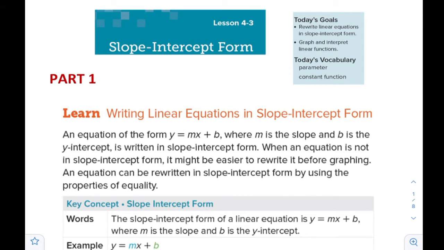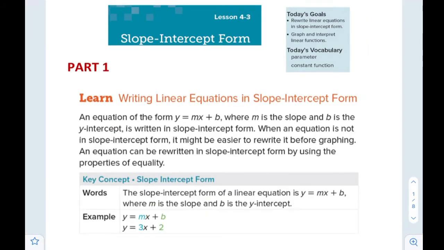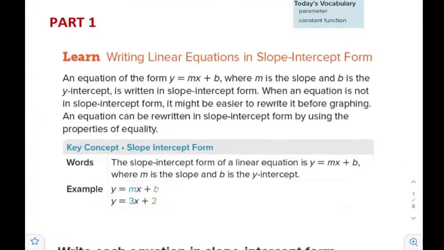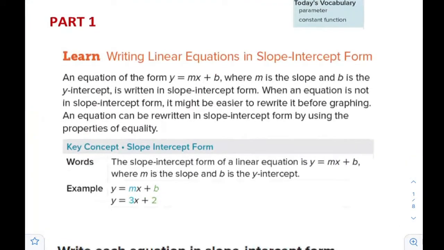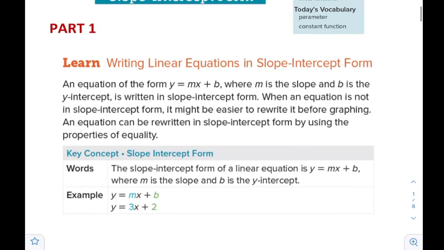Part 1. We will start by learning how to write linear equations in slope intercept form, by knowing what this form is. This form is one of the ways to write linear equations. Linear equations can be written in many forms. One of them is called standard form, which is ax plus by equals c.